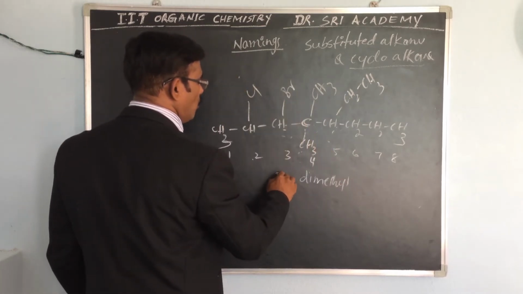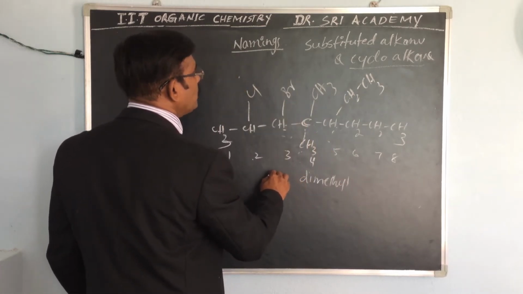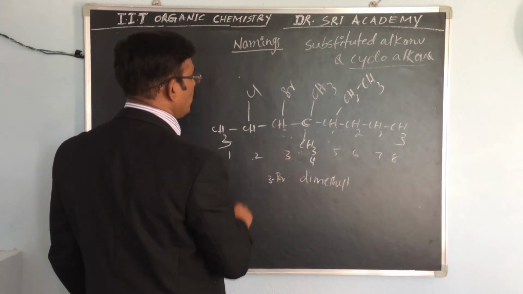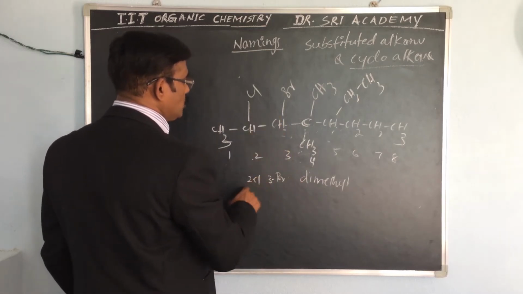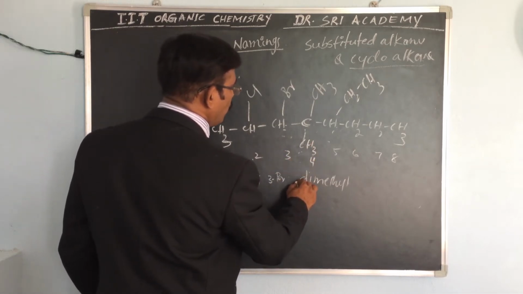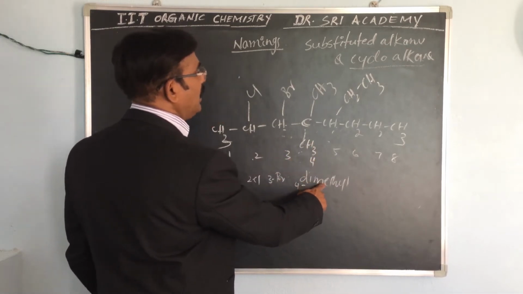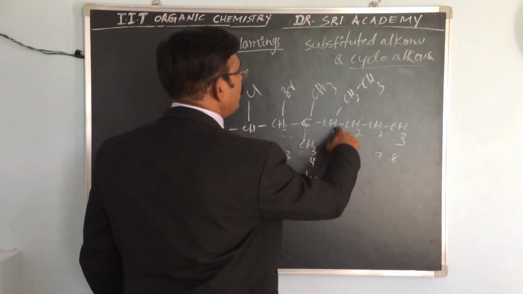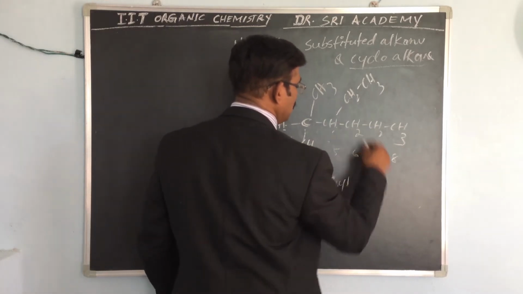This is the bromo. Which position? Third position, 3-bromo. It is the 2-chloro. So this is the 2-chloro, this is 3-bromo, and this is the 4 position, 4-dimethyl. So the fifth group, the fifth ethyl group, is there.